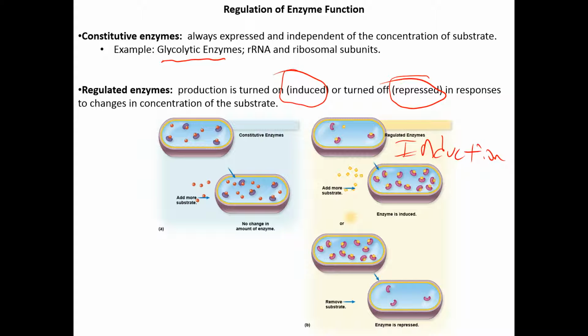Now, if you remove the substrate from the environment, think about it: there's no reason for that bacterium to produce that particular enzyme if it's a regulated enzyme. If it's not going to be interacting with anything in the environment, it's a wasted process to make that protein. It's very inefficient. So this is an example of repression, where you decrease the concentration of that particular enzyme. When the substrate is removed, the enzyme concentration can be reduced to a very small number. It's repression.